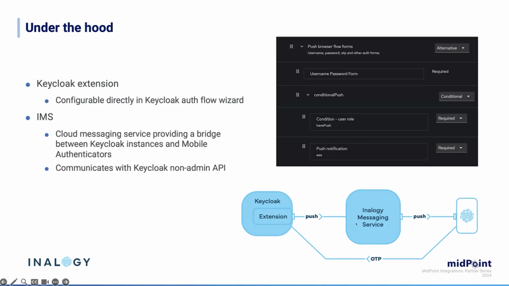IMS has the information about your tenant and about the registered device with the second factor, and it pushes these messages toward the authenticator. Once you submit the response from the authenticator, your mobile will directly call the Keycloak, not the Keycloak extension, but I believe some default Keycloak services which are exposed to the internet.